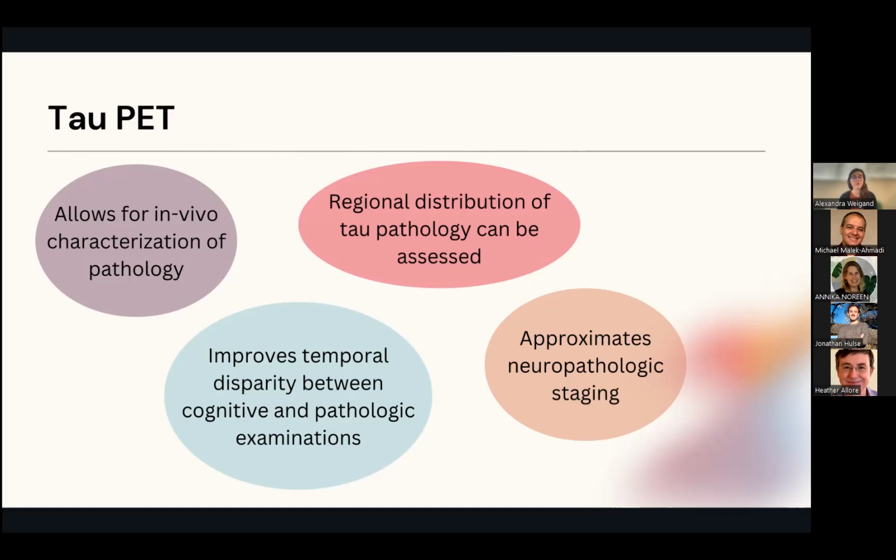With tau PET, the regional distribution of tau pathology can be assessed, as opposed to cerebrospinal fluid or plasma tau, which gives you one global measure of tau values. With tau PET, we can actually look at the regional distribution, which actually has been shown to approximate the neuropathologic staging scheme.